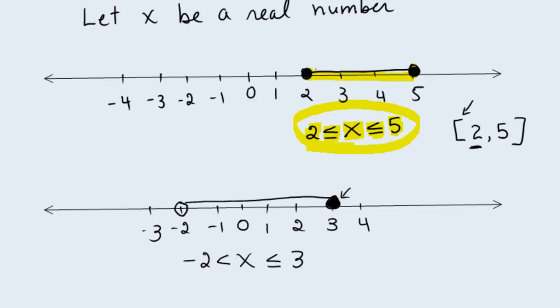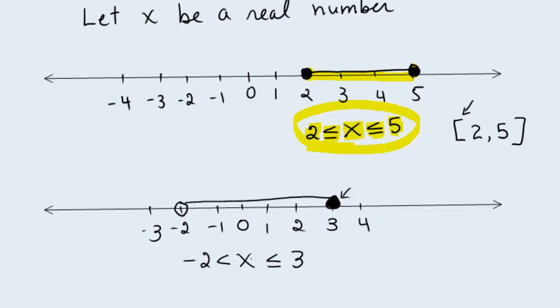Remember this darkened circle. Okay, so whenever you see this sort of bracket and two numbers in the middle separated by a comma, we're talking about a chunk of numbers or an interval from 2 to 5, including the 2 and 5 when we have this sort of bracket.